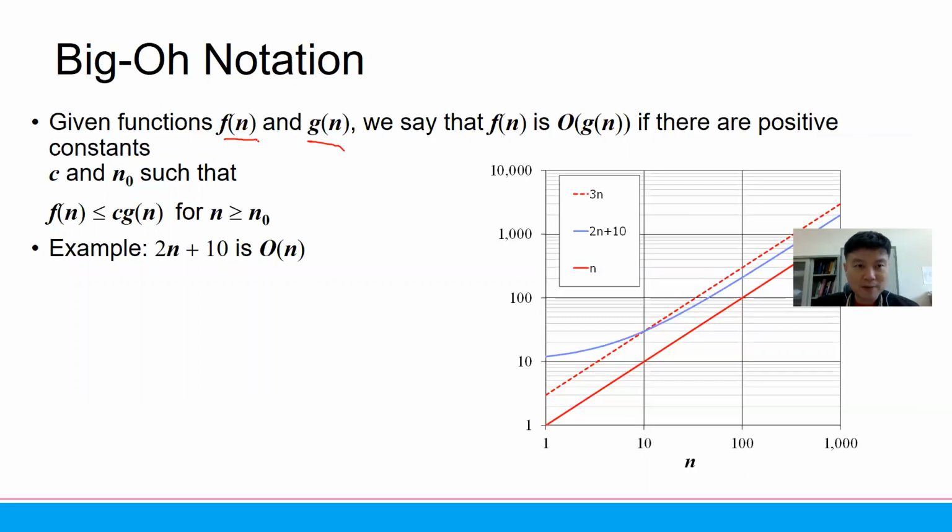And we want to check if there are positive constants. What is the meaning of positive constants? We want to check c and n0. n0 is the initial value of n, and n means the size of the input, the size of your data. So the definition is something like this: f(n) is less than or equal to c multiplied by g(n), where g(n) is another function that you want to check. And this holds for every n greater than n0. So for every data set greater than the initial data set, this is the initial data set.